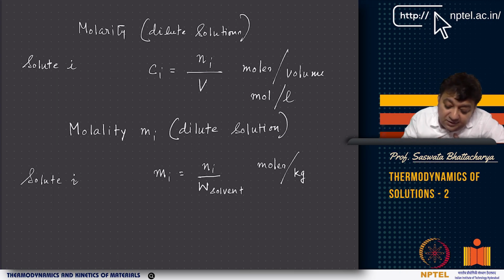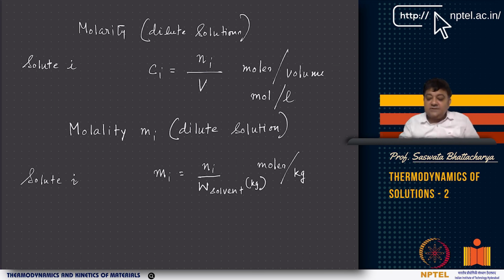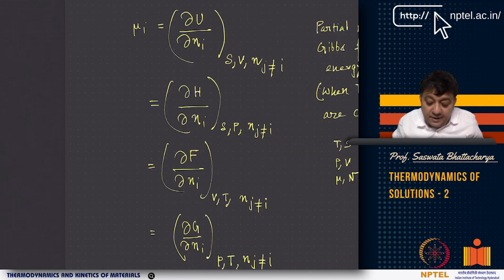For a dilute solution, we also use something called molality, which is defined as small mi, which is Ni by weight of solvent. We look at the weight of solvent, and when I talk about molality, it is expressed in kilograms.